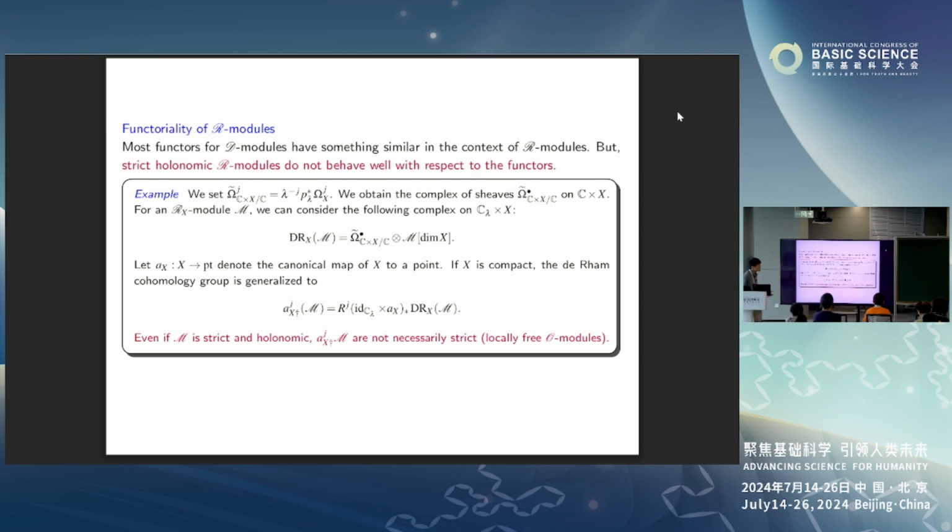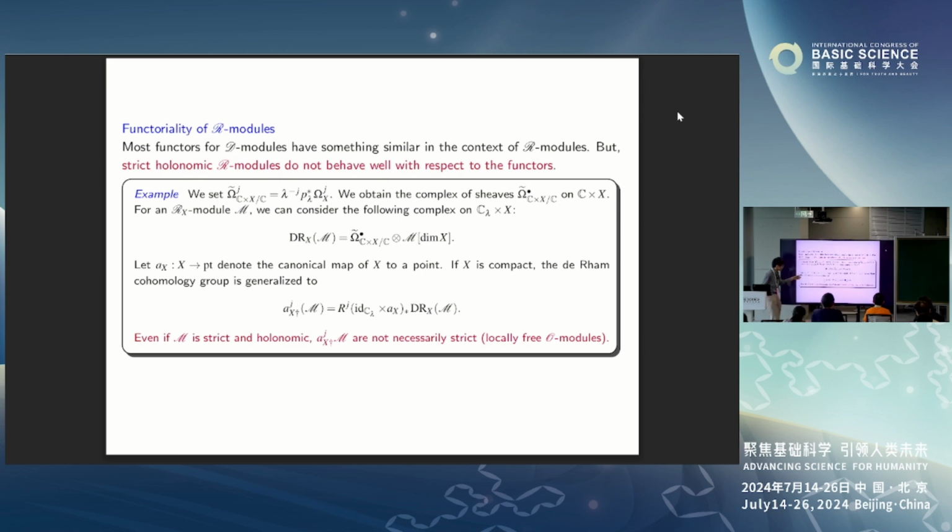And most functors for D modules have something similar in the context of R modules. But strict harmonic R modules do not behave well with respect to the functors. For example, we can consider an analog of the de Rham complex for R modules. I mean, we can obtain the complex of sheaves on C_lambda times X as an analog of the case of D modules.